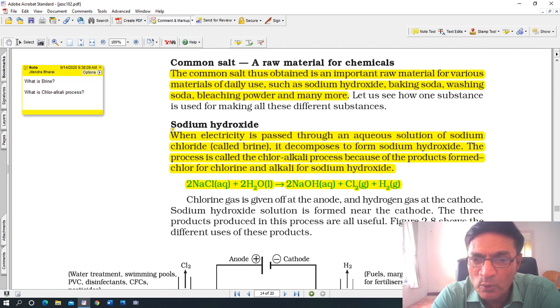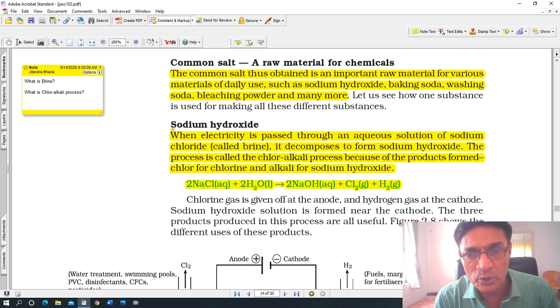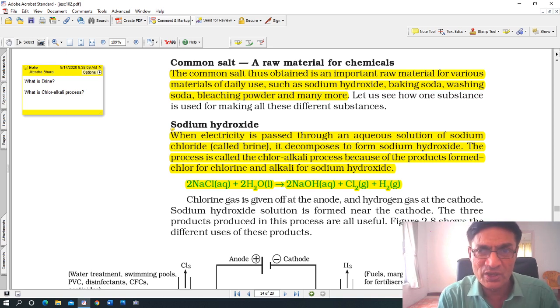Okay, so when electricity is passed through aqueous solution of sodium chloride, you get sodium hydroxide plus chlorine gas plus hydrogen gas. These two gases are evolved. So what should you be learning and how should you learn? You should learn when electricity is passed through an aqueous solution of sodium chloride, which is called brine, then you get sodium hydroxide plus chlorine gas plus hydrogen gas. That is what you should be learning. And this process is called the chlor-alkali process, because in this case the products are chlorine and an alkali. Which is an alkali? Sodium hydroxide. Sodium hydroxide is an alkali, plus chlorine gas is given out. That's why it is called the chlor-alkali process.